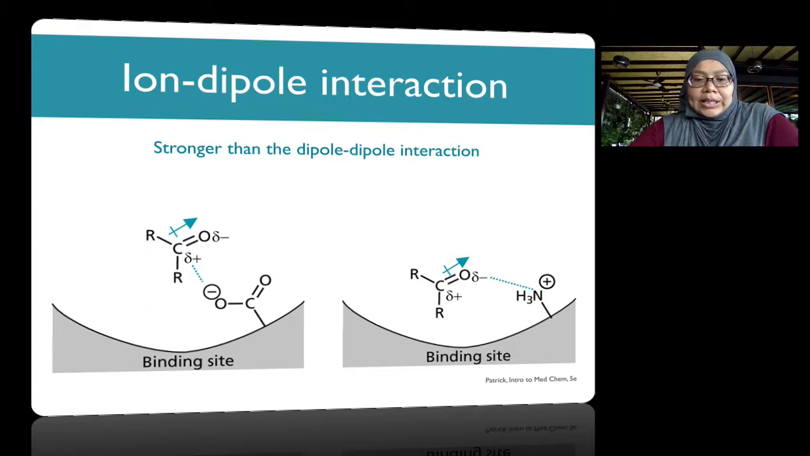So in this case, you have a carbonyl group on a drug, and then there's a carboxylate group, for example, of an amino acid. Here, again, the carbonyl group will reorient itself so that the interaction occurs between the opposite charges of the dipoles.